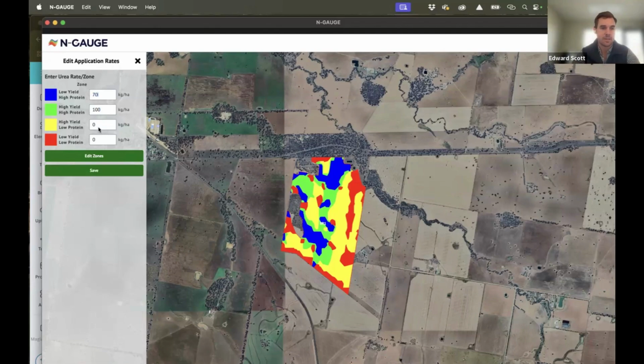Then the high yield, low protein zone got the yield but didn't have the nitrogen to park into protein. So that's where we can also put in more nitrogen in those zones, because they're generally lower in the soil. So that might be 130.